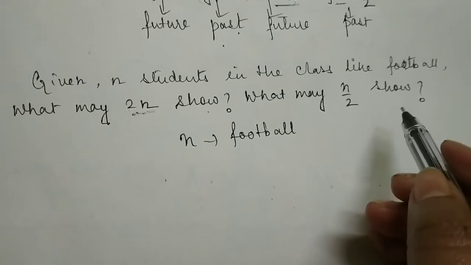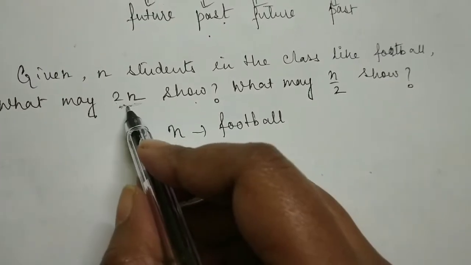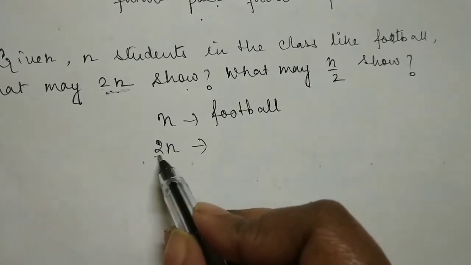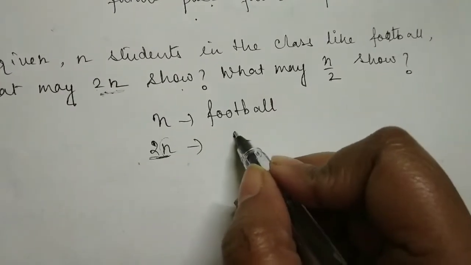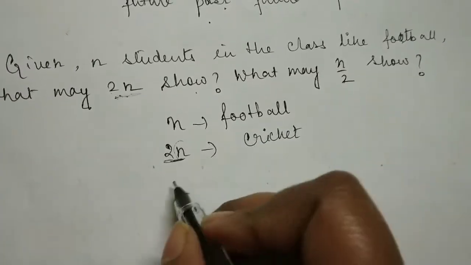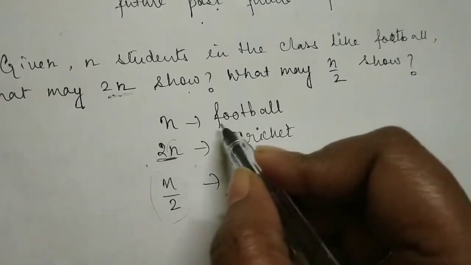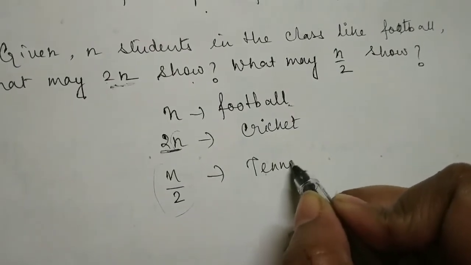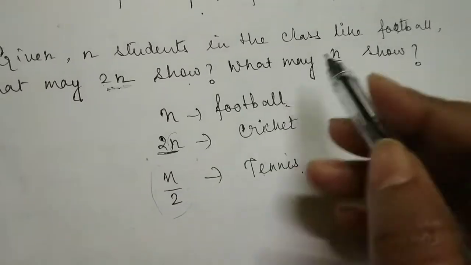In the hint it is given that you can think of any other sports. So here 2n is twice the number of students who like football. So it can be cricket. Now n by 2 represents half of the students who like football. Like here it can be tennis. So the number of students who like tennis is half of the students who like football.